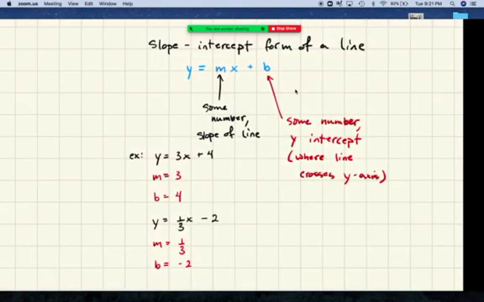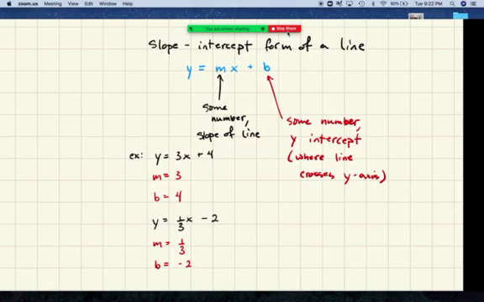So they have something written down that looks like this. The number right in front of the x, that's what the slope is. And then the other number is the y-intercept. So this part is the slope. Here, the slope is 3 because it's right in front of the x. Here, the slope m is 1/3. M is the slope of the line. So the slope is 1/3 because it's right in front of the x.